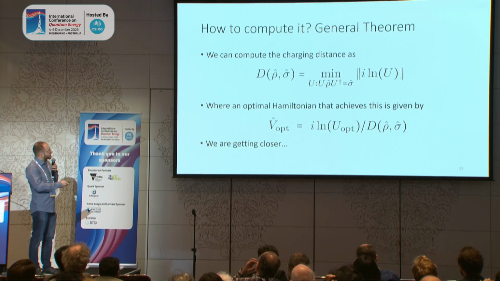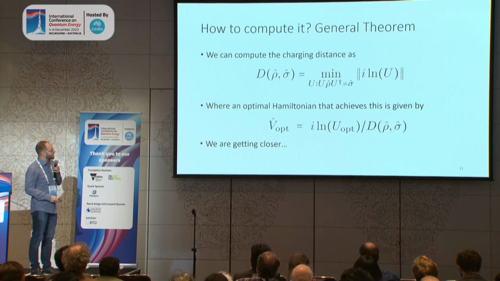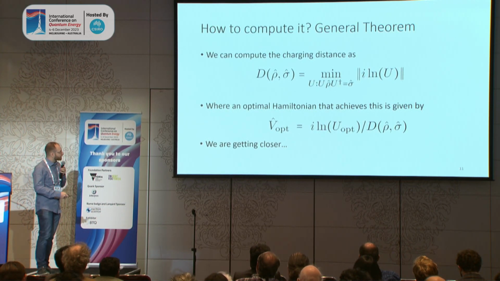We can compute the charging distance as the minimum over some minimization procedure. And now you can see there is no time anymore. There are only these unitaries. So we now minimize over all the unitaries that transform the depleted state into the charged state. You take the logarithm of this unitary and take the norm. This is still pretty difficult.